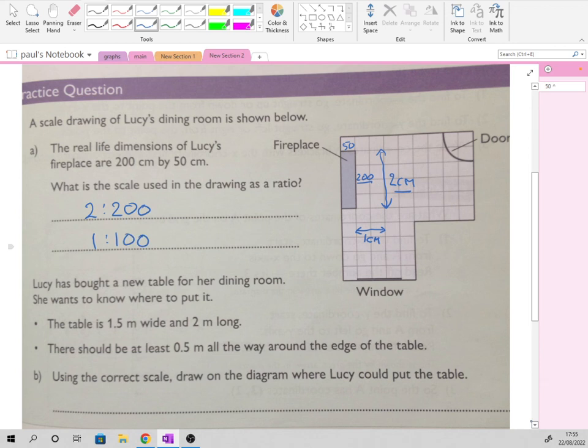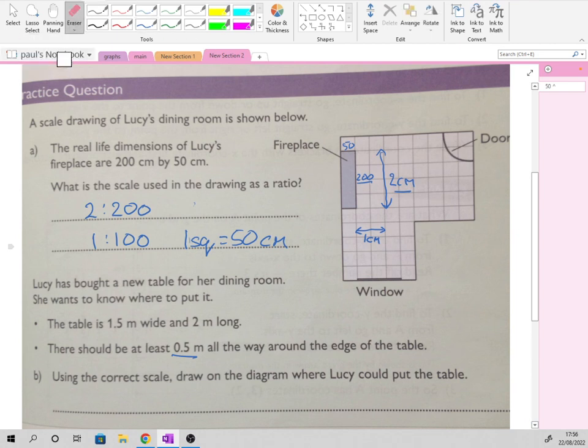Now Lucy's bought a new table for her dining room. The table is 1.5 meters wide and 2 meters long. So we could also call that 2 to 200, 1 to 200, where 1 square equals 50 centimeters. It's probably easy to understand it that way because that's just that top bit. So we've got a table 1.5 by 2. There should be at least half a meter, which is 1 square, all the way around the edge of the table. Use the correct scale, draw on the diagram where Lucy could put the table.